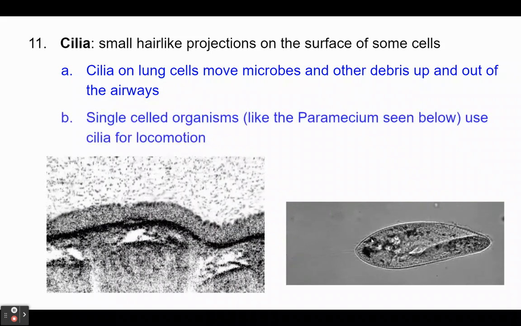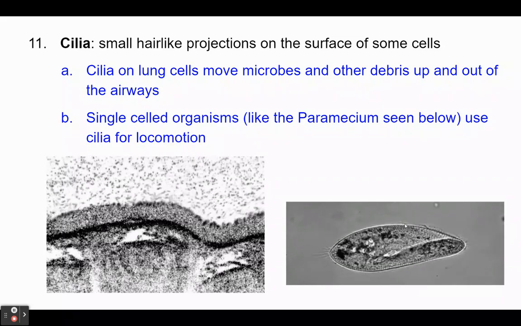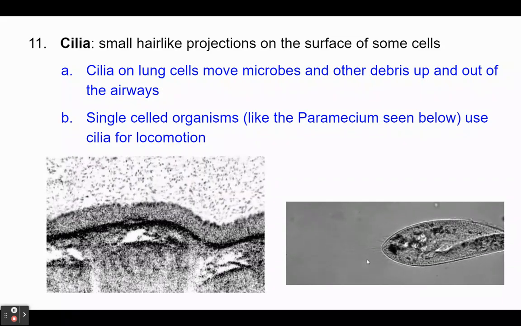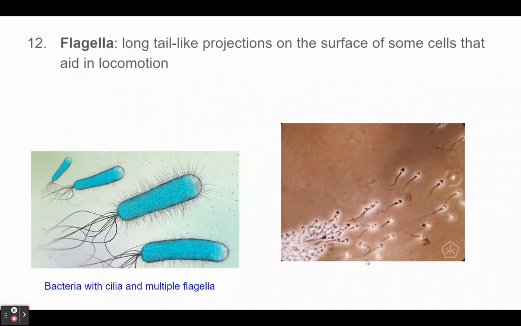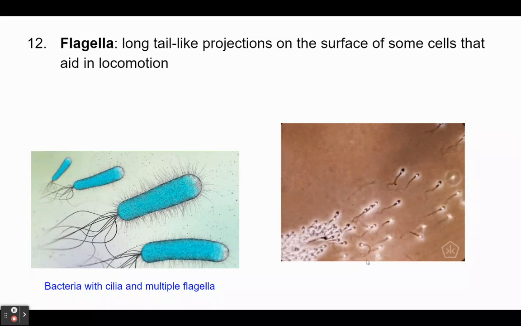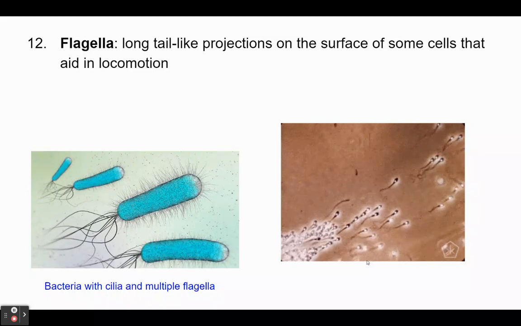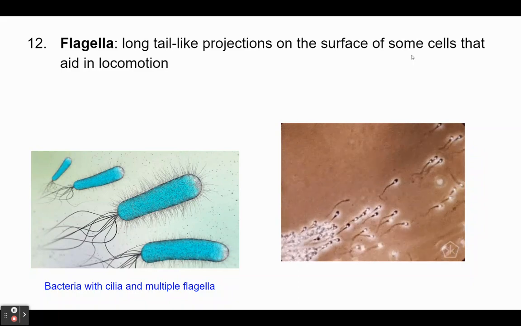Here is a single-celled organism. This is a paramecium, and it is covered in lots of tiny little cilia, and that's how it moves. Speaking of movement, structure 12 is the flagella. These are long tail-like projections on the surface of some cells that aid in locomotion and movement.